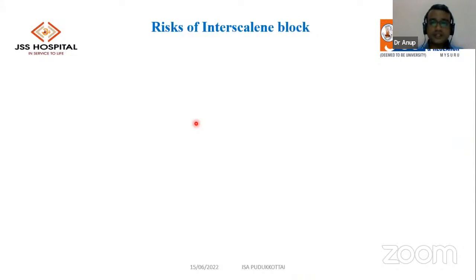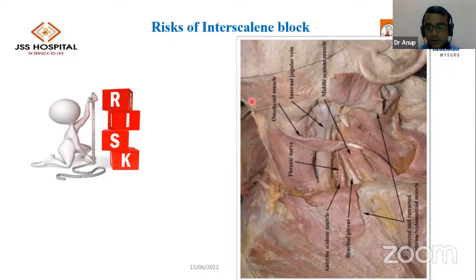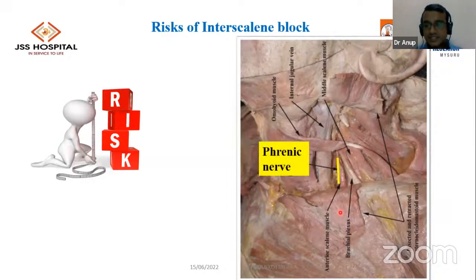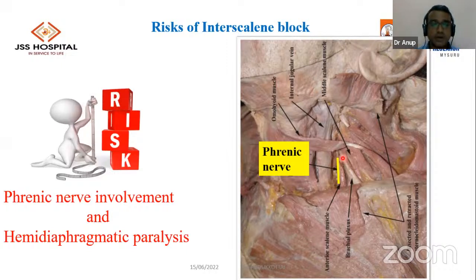Now, what are the risks of interscalene block? As Dr. Sripriya Madam just said, the problem with interscalene block is the phrenic nerve. See, in this dissected anatomy, this is the sternocleidomastoid that is bisected and reflected up. This is the anterior scalene muscle. This is the middle scalene muscle. And this is the interscalene groove, which contains the brachial plexus. So at the level of cricoid cartilage, if we deposit any amount of drug in this region, the phrenic nerve invariably gets involved. So whatever advantages a regional anesthesia technique is going to give over general anesthesia, especially in a respiratory cripple, is offset by this involvement of the phrenic nerve, and this will lead to hemidiaphragmatic paralysis.